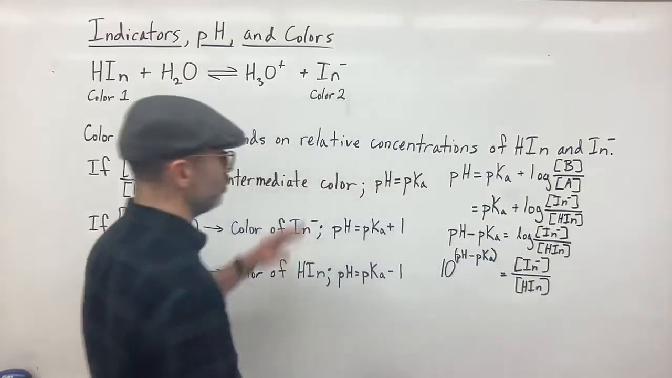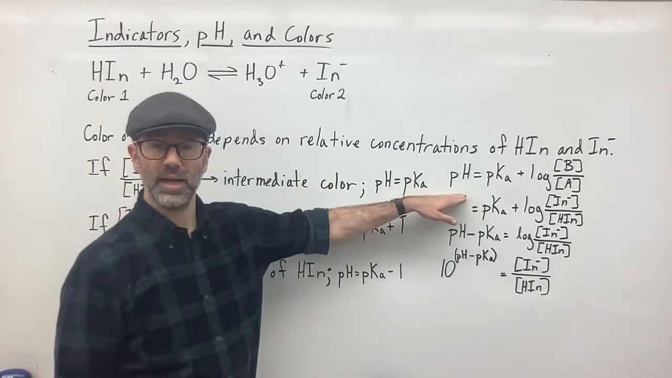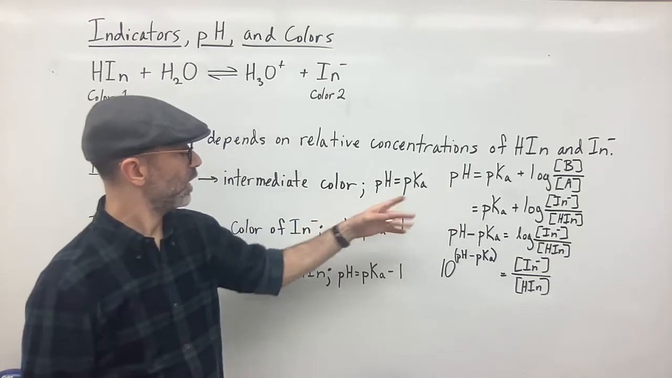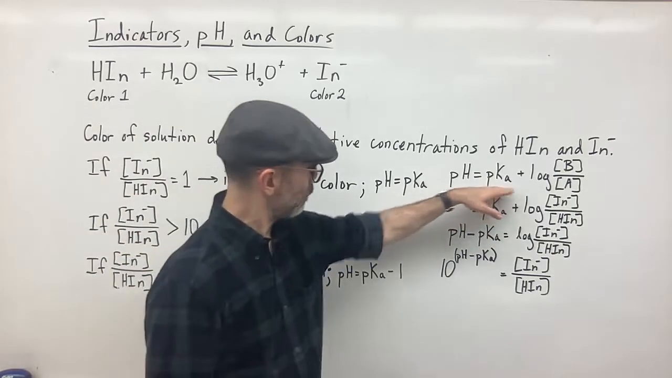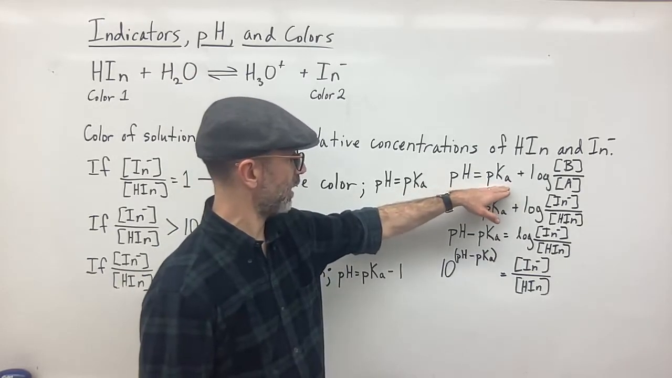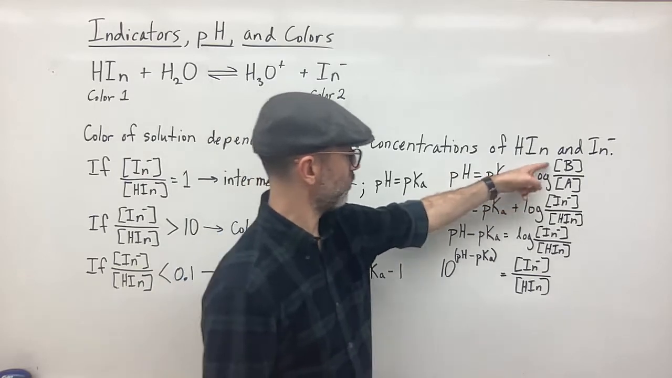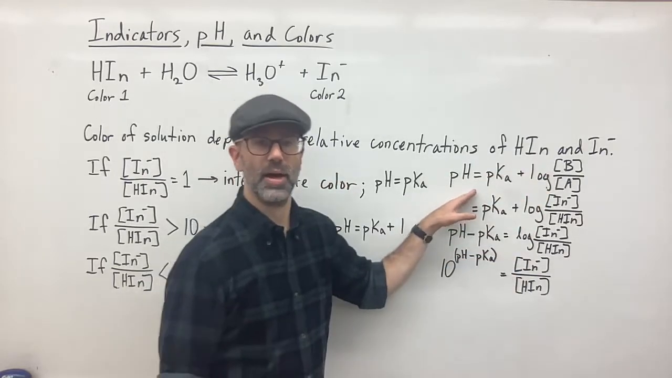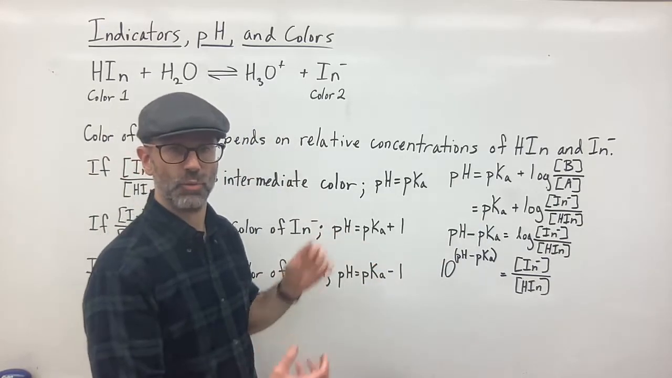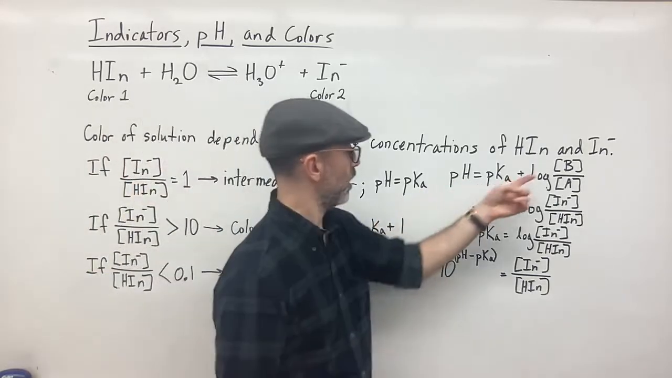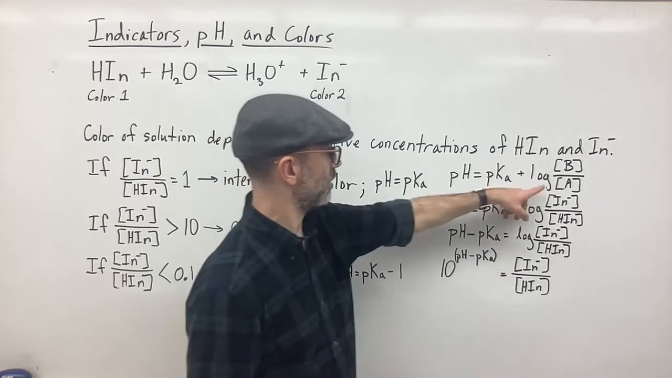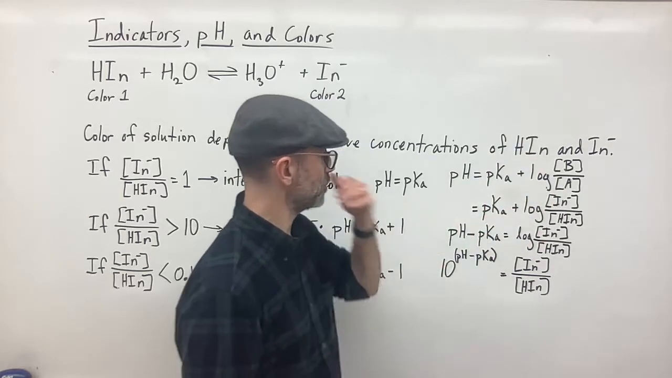And so we can use the Henderson-Hasselbalch equation to bring this out a little bit more. If we write out the Henderson-Hasselbalch equation, we know that pH is equal to the pKa plus the log of the base over the acid. Since our indicator is an acid and we get the acid and conjugate base in equilibrium, we can plug this in and get the relationships.